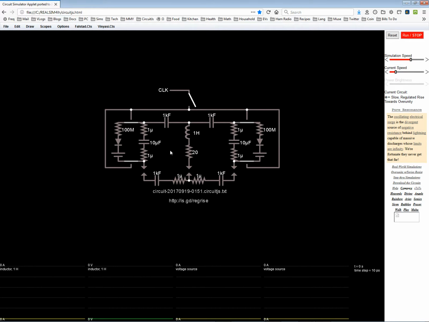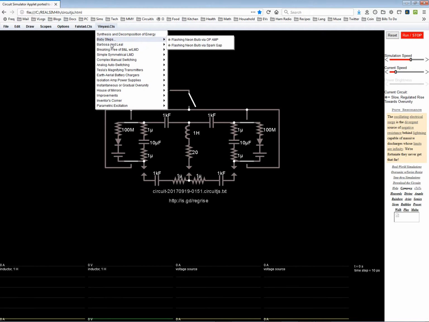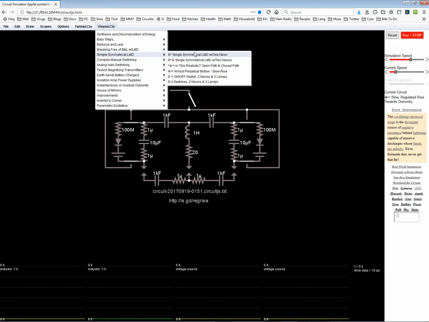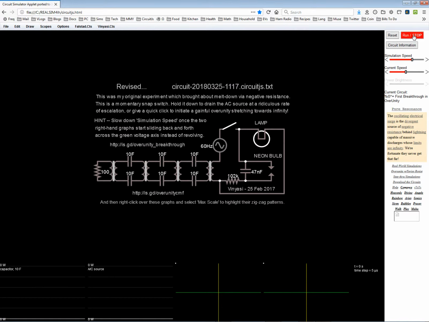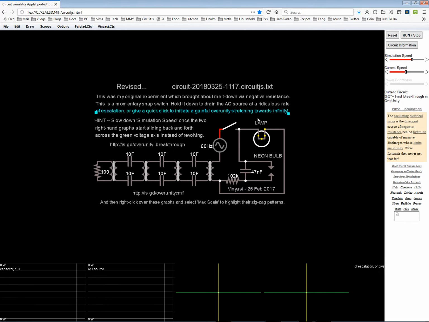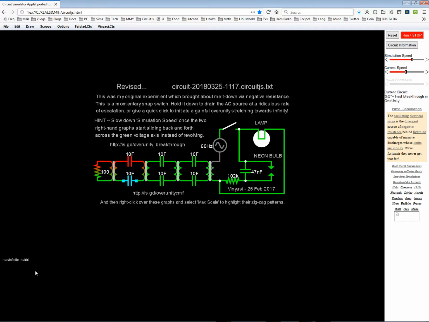Now, this circuit doesn't work very well in the real simulator. It doesn't develop surges, but the LMD module does, and it does it so well that it's difficult to figure out how to regulate the thing, because the thing wants to go to non-infinite matrix immediately. So different circuits respond under different circumstances, favorably or not so favorably.